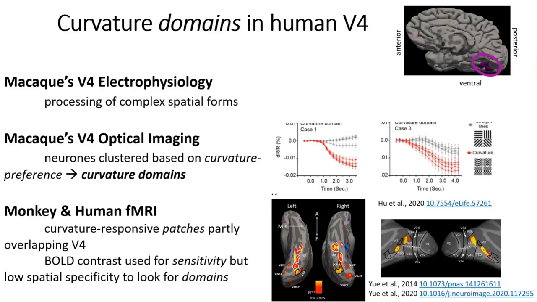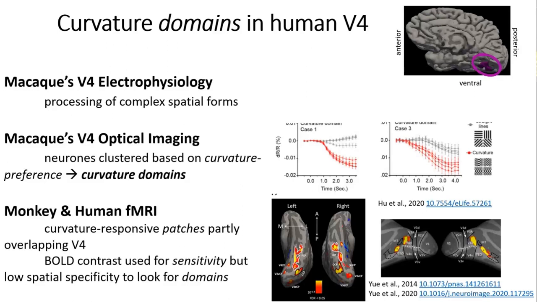Part of the study was done with electrophysiology in monkeys, where they measured responses to curved stimuli versus straight lines. What they observed was effectively a map of blobs that showed preferred responses to curved lines, versus other blobs that showed preferred responses to straight lines. Those were organized in a very specific pattern. You can imagine stripe patterns of preferences for curvature, straight lines, curvature, straight lines, and so on, over the span of area V4 in macaques.